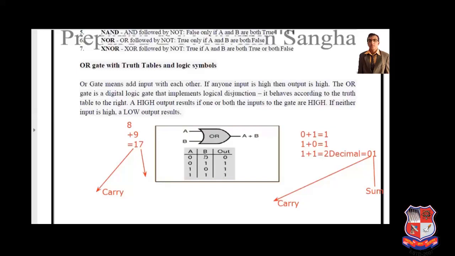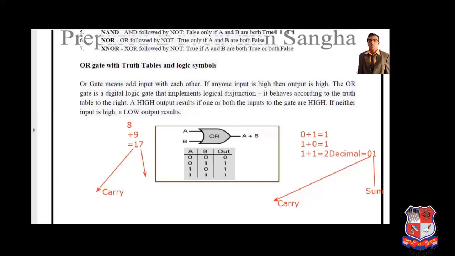0 plus 0 equal to 0, 0 plus 1 equal to 1, 1 plus 0 equal to 1, and 1 plus 1 equal to 1. That's why we can get this, the truth table of OR gate. Now this is the truth table of OR gate. So it is the fundamental concept, 0 plus 0 equal to 0.